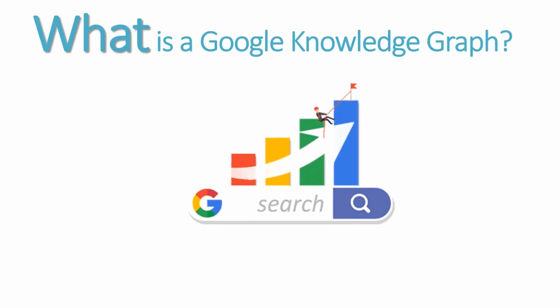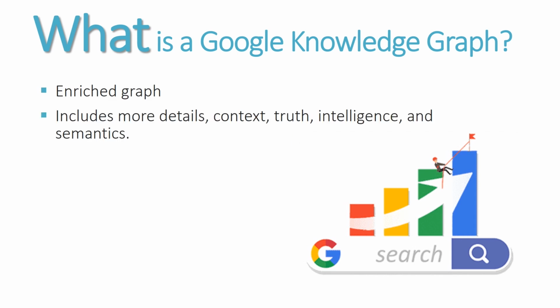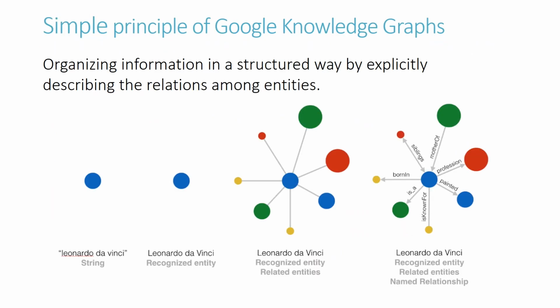What is the Google Knowledge Graph in brief? It's an archived graph with more and more data. This graph has more details and contains truth, intelligence and semantics. Most importantly, they are captured from the real world about people, places, and businesses, etc. The trick here is the information captured by the graph can be searched in a meaningful way. This is the semantic principle behind the Google Knowledge Graph.